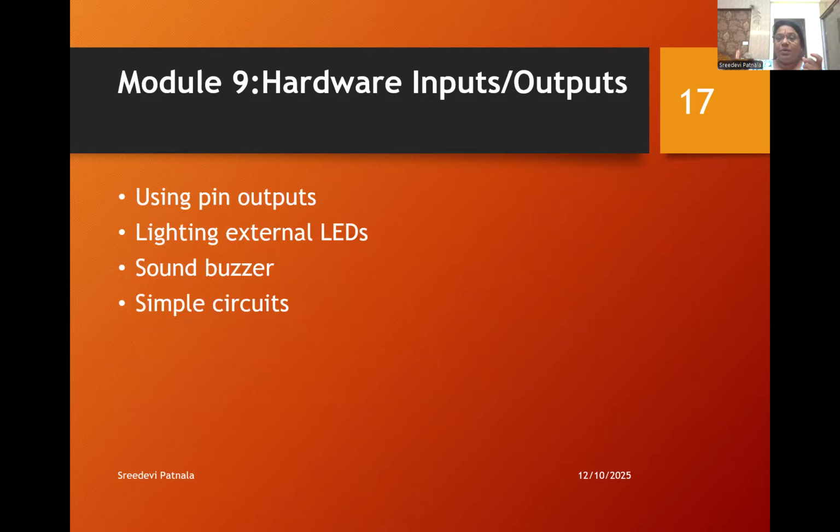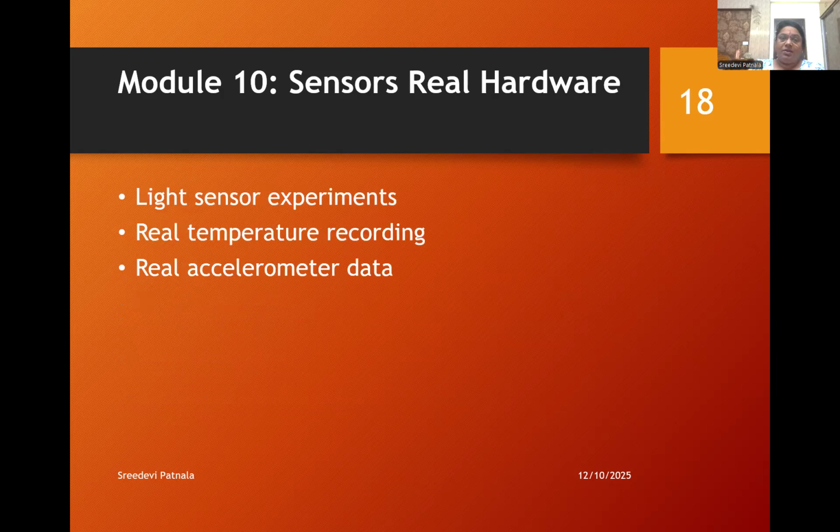And similarly, pin outputs. Earlier on the laptop, you used only pin 0, pin 1, pin 2, but you can also use the pin outputs which are there on the microbit hardware. And lighting external LEDs, not only the LEDs displayed on your board, but you can have your own external LEDs and do it. And how do you make noise, and simple circuits you can make, all of this will be part of your hardware. And lastly, the sensors on real hardware.